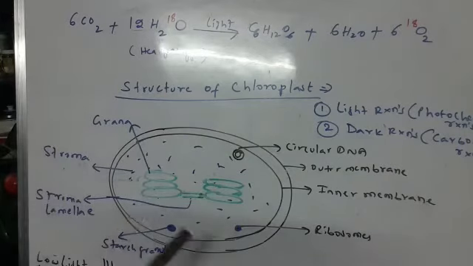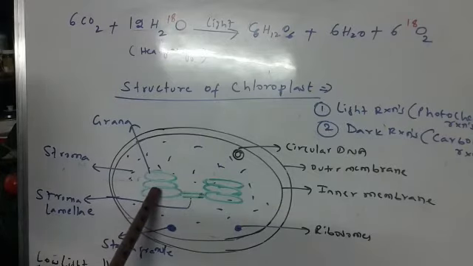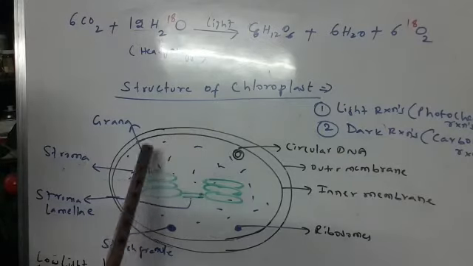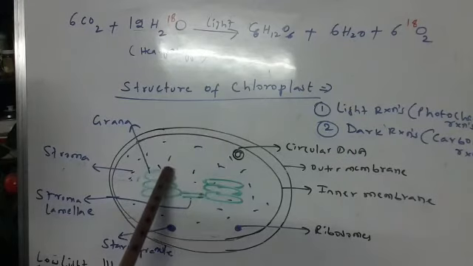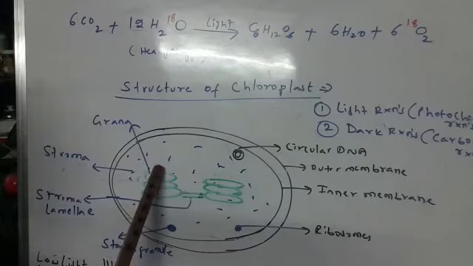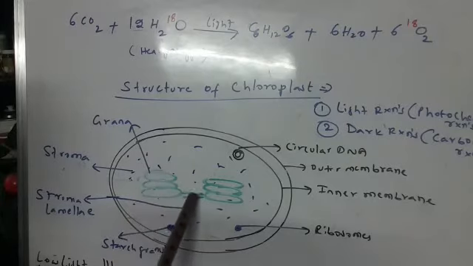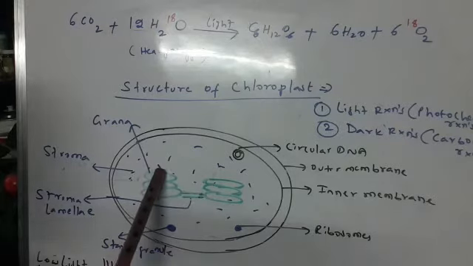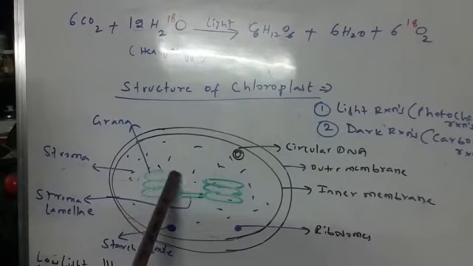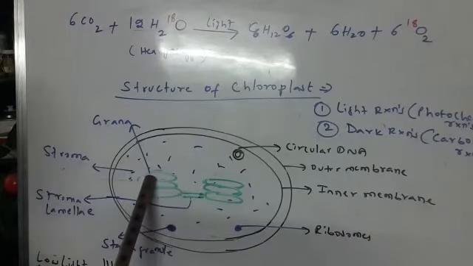Now let's focus on the importance of this thylakoid membrane. On the thylakoid membrane, I told you that the chlorophyll pigments are present. First, the chlorophyll pigments absorb the light, and the light energy is converted into chemical energy. So on the thylakoid membrane, light energy is converted into chemical energy. That detailed process we will learn in the next classes. Thus the light reactions take place in the thylakoid membrane.